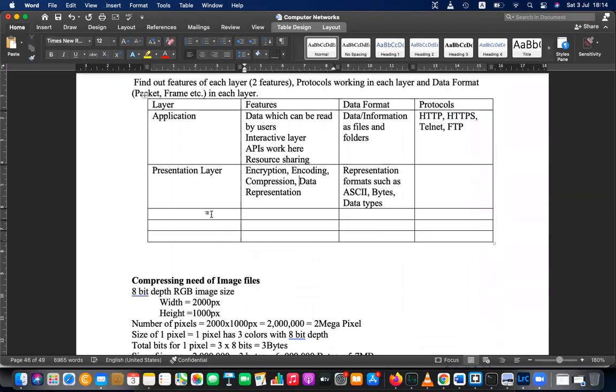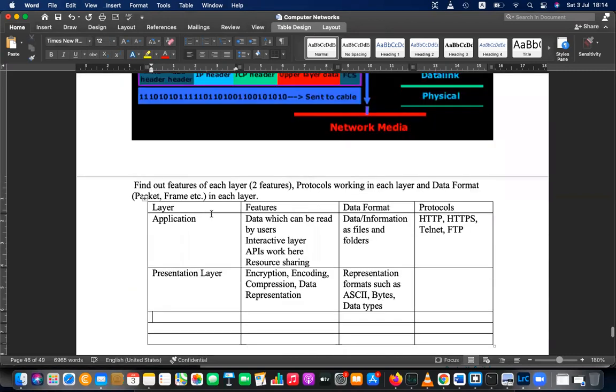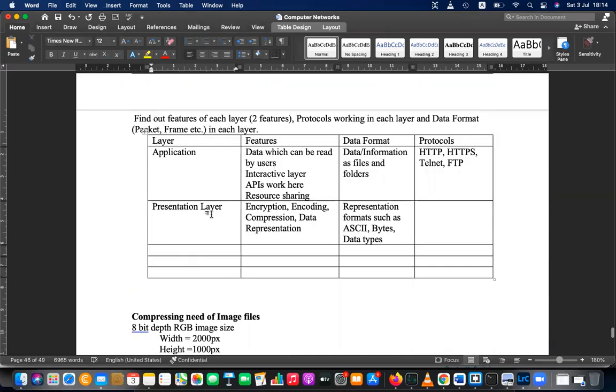Okay, so I asked you to find information about the other layers. I'm not sure whether you have found it. If you found, you can share with me. Okay, let's go to the next layer, that is session.